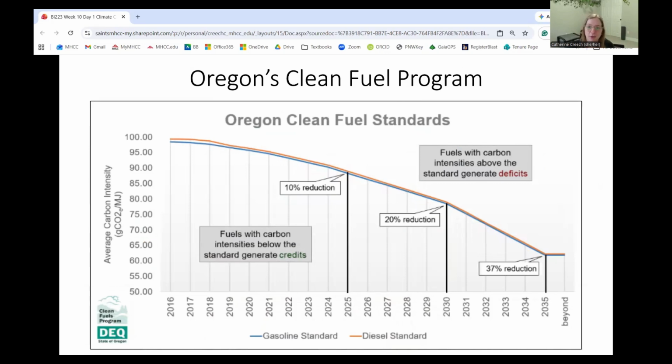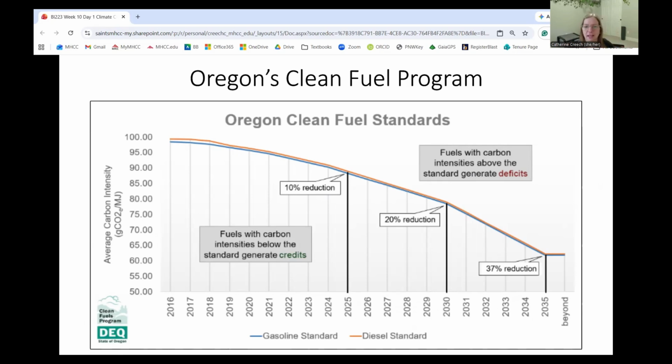We also have a program that is encouraging transportation to use cleaner fuels. It's called Oregon's Clean Fuel Program. In this program, the program is set up to give credits if you meet the standards and to generate deficits if you do not meet the standards. And you can buy and trade these deficits and credits.